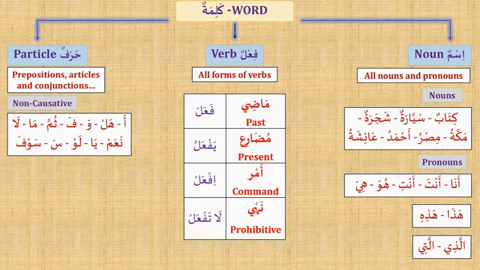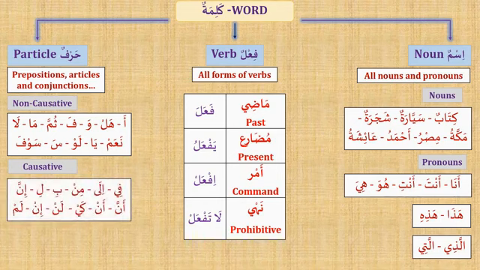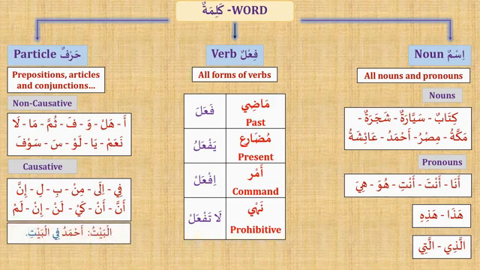The second type of particles is causative particles. They cause changes in the following word to fatha, kasra, or sukun. Examples of them are في, إلى, من, بي, لي, إن, أن, كي, لن, لم. If we give an example in a sentence, البيت, the house, أحمد في البيت, Ahmad is in the house. في means in. It caused kasra in the following word. It changed the last harakah of the following word to kasra.